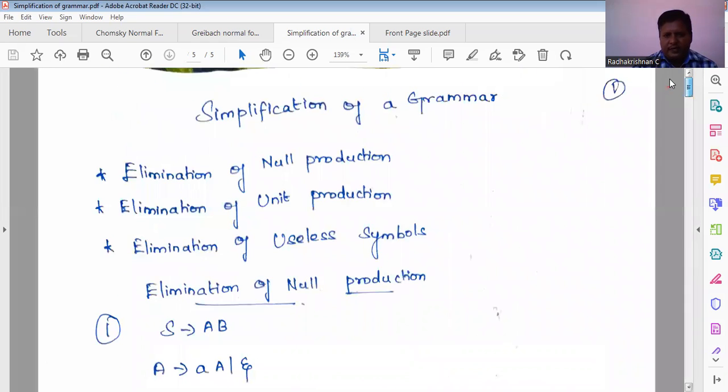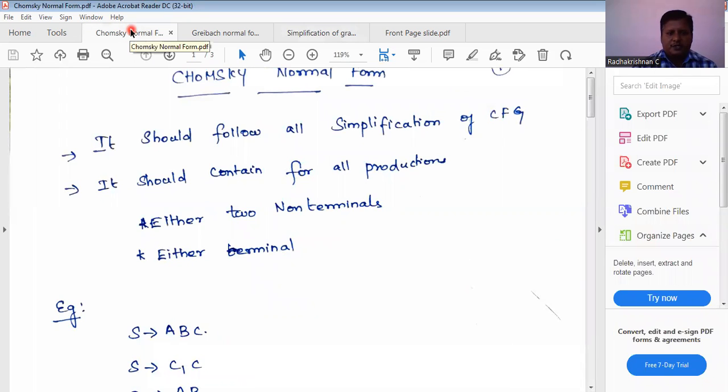So totally, we have three combinations of simplification process: elimination of epsilon production, elimination of unit production, elimination of useless symbols. So that's all about our simplification techniques. Next, we discuss Chomsky normal form. Chomsky normal form means we have to define normal form, so the production rules have specific structure representations.